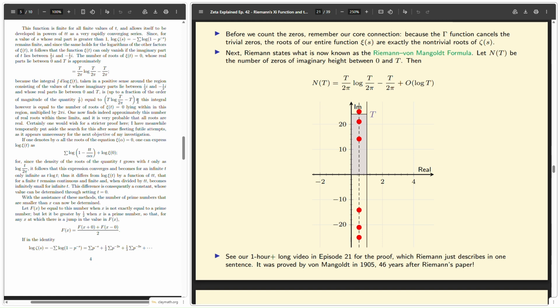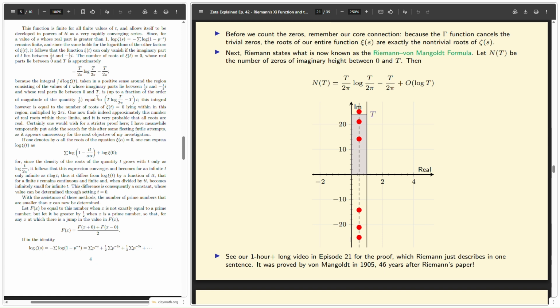It is equal to something, and then this integral, however, is equal to the number of roots. And this proof is actually extremely complicated. In fact, it was not proved until 1905 by von Mangoldt, and that's 46 years after this paper. So either he got the correct proof here and left out all the details, maybe he assumed the method is so easy that anyone can do it, but evidently he was wrong, because no mathematician could actually prove this for 46 years.